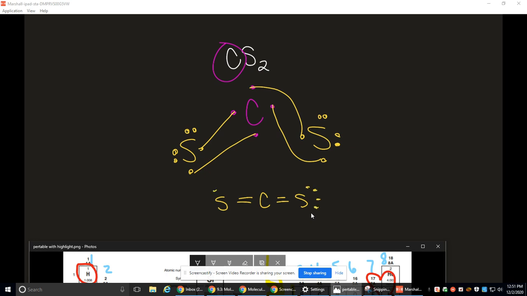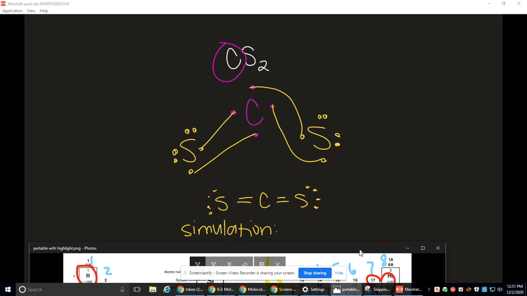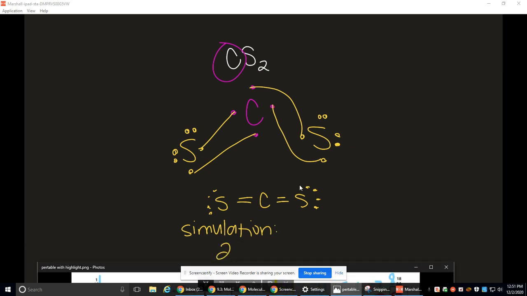We're going to put our S's on the outside with 2 lone pairs each. We don't worry about putting any lone pairs into the simulation because they're on our outside. We only worry about what's on the central atom. So in the simulation, you're going to click on 2 double bonds. All right.